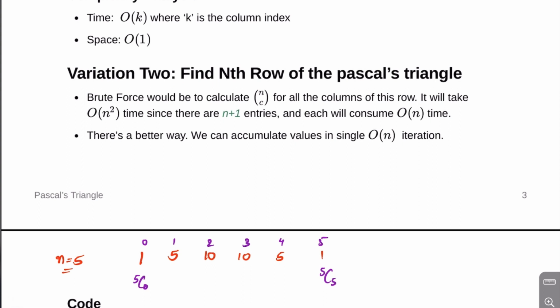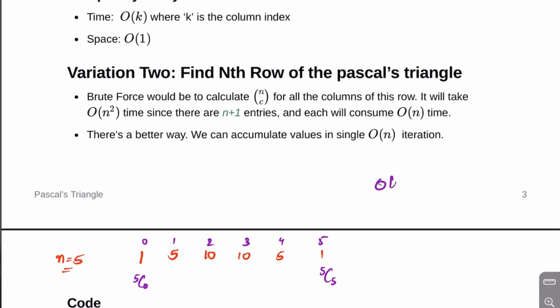Obviously, for nearly half of the entries, they're going to take big O of n by 2 time, right? Because there are n plus 1 entries, and I know the loop runs for order of k times. So for nearly half of the entries, you're going to consume order of n time. So this is not good. Total time will be basically order of n square, because each n choose k calculation is taking order of n. So there's a better way.